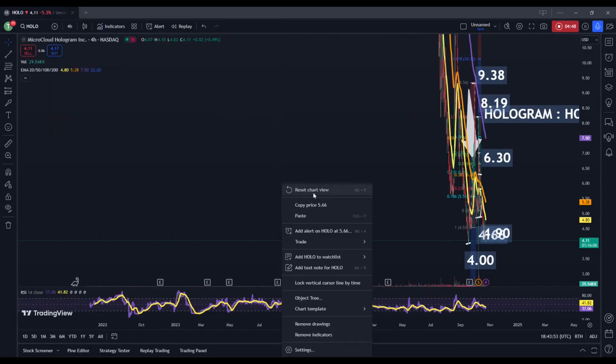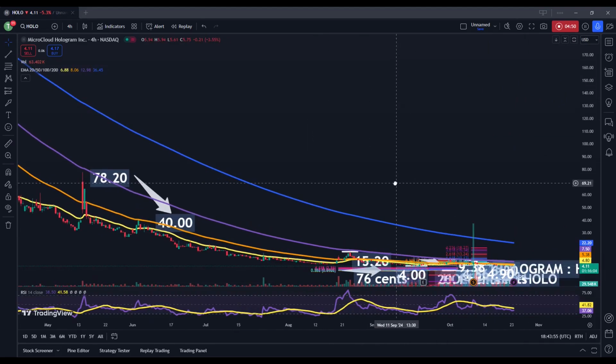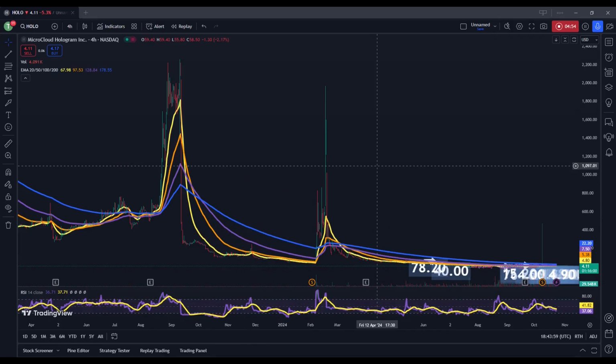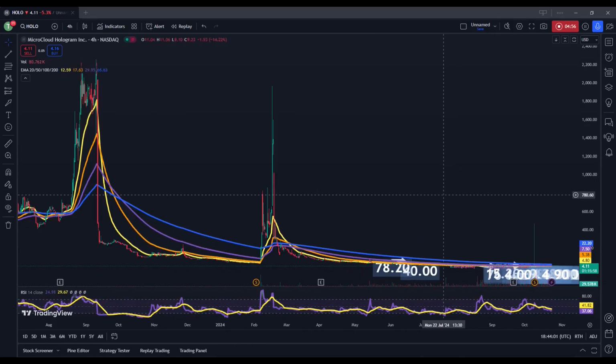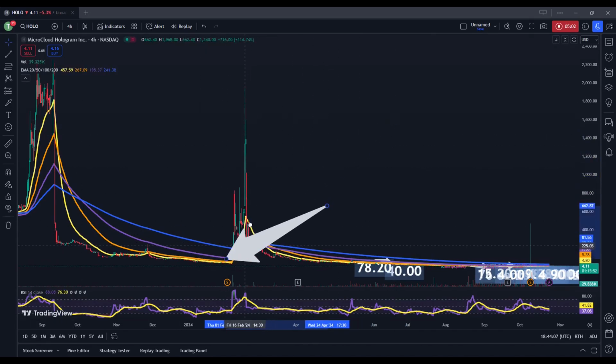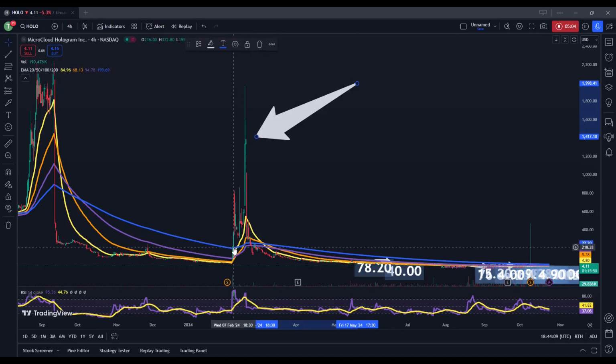If we just reset the price chart a bit here, look at this. This is just a 4-hour time frame. This isn't a weekly chart or anything like that. Everything starts to flatten out very quickly, and then you get these very brief spikes to the top side like this that last for a very short period of time. Let's look at this last one, for example.